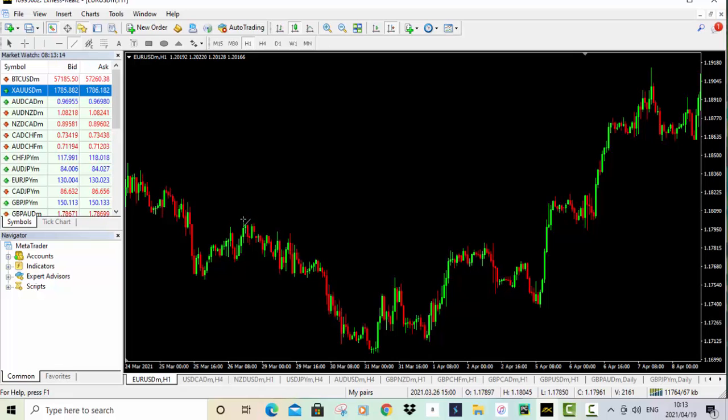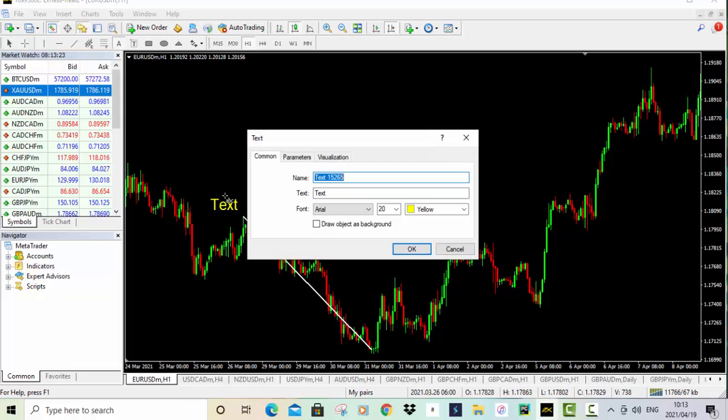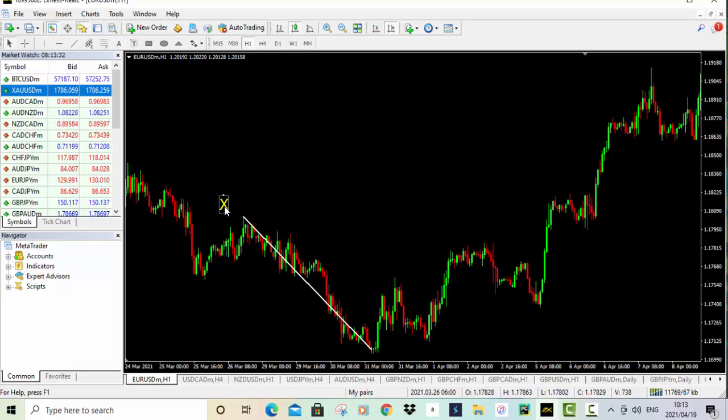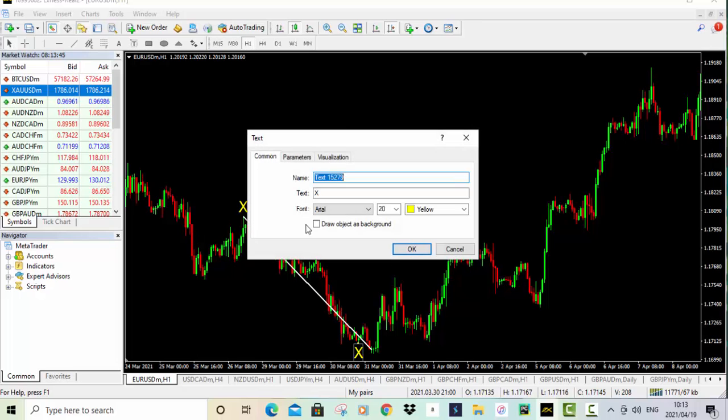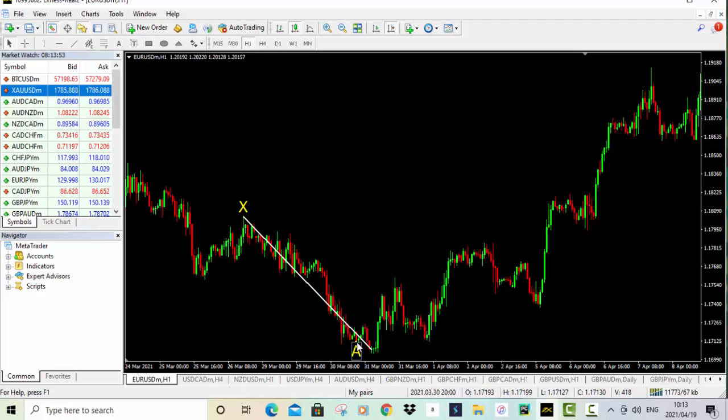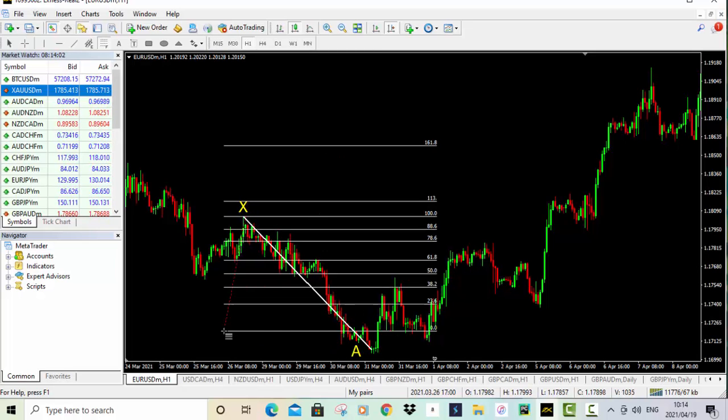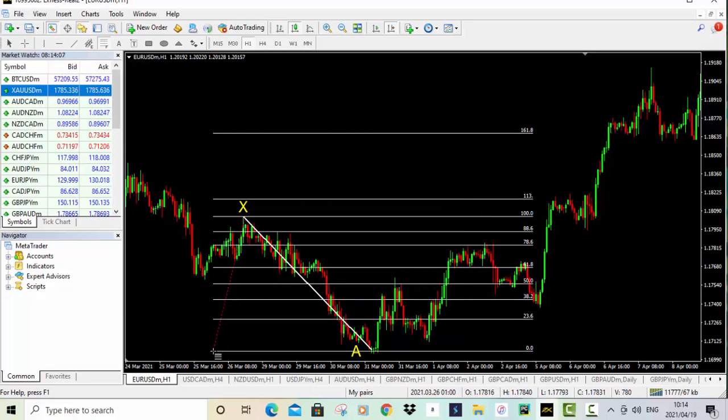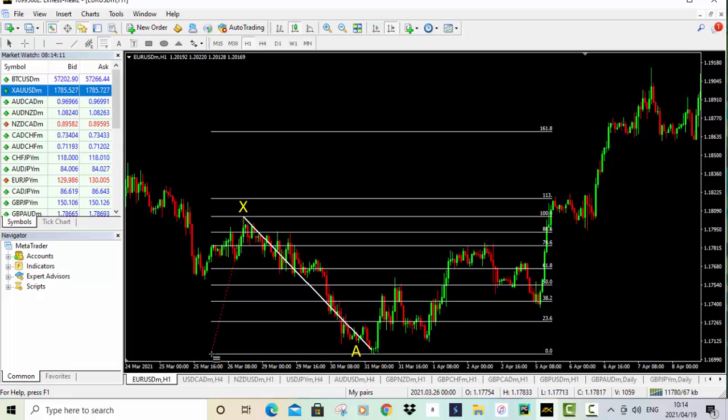People can use this as an anchor leg. Okay, so this is our anchor leg, my X to A. Here is my X to A. Now we're gonna use our fib. The requirement is there for our valid A to B leg.